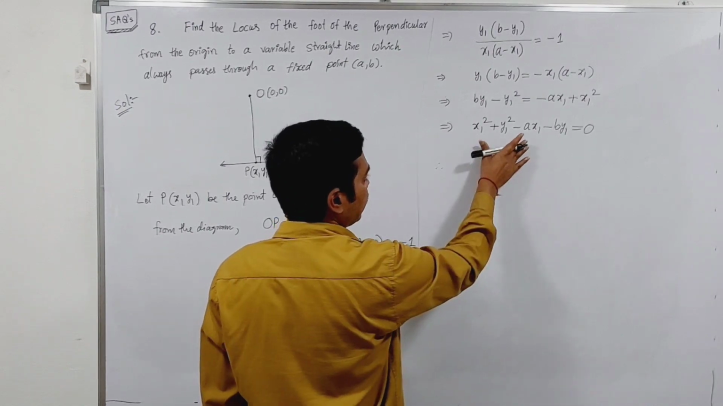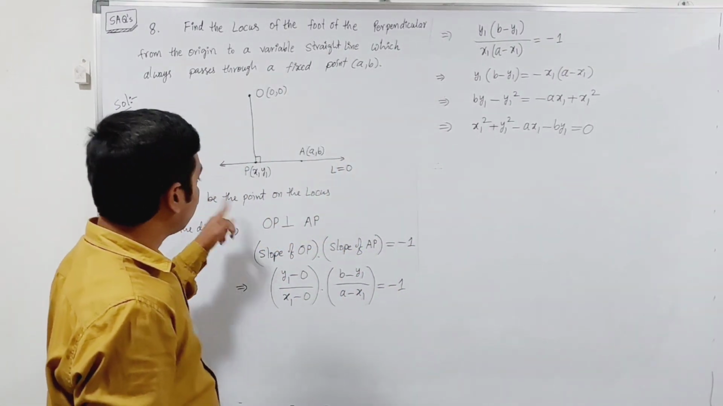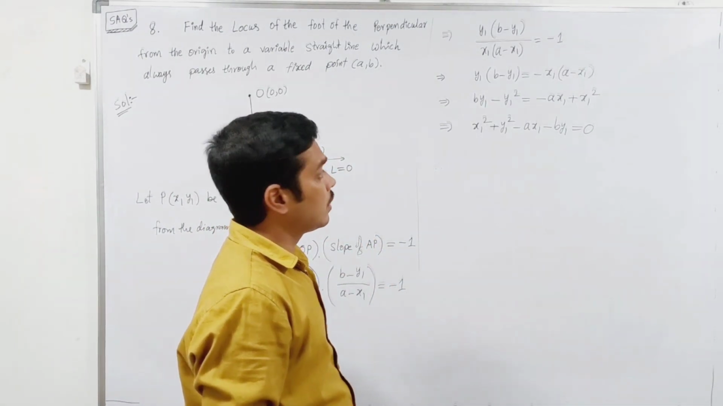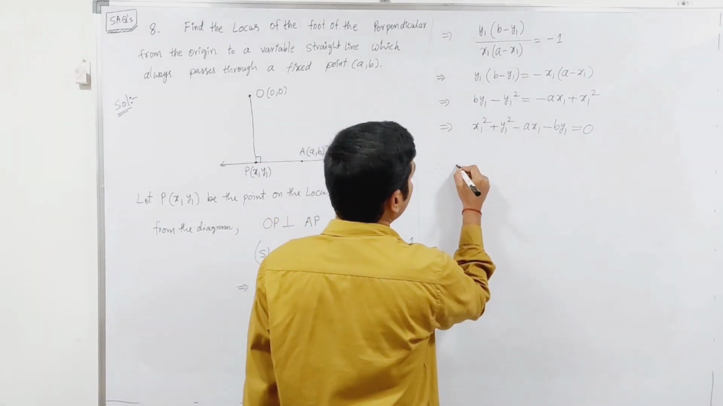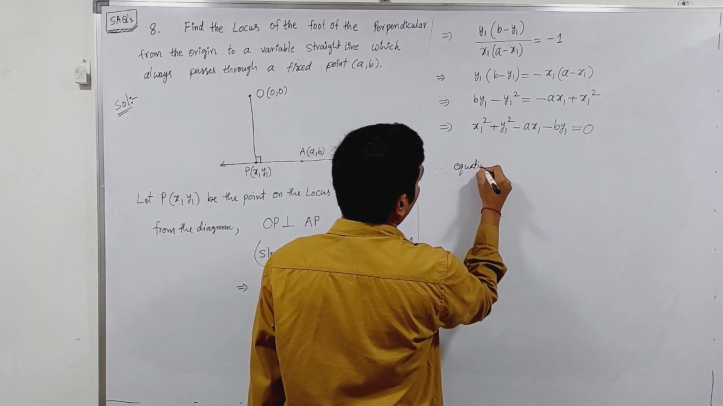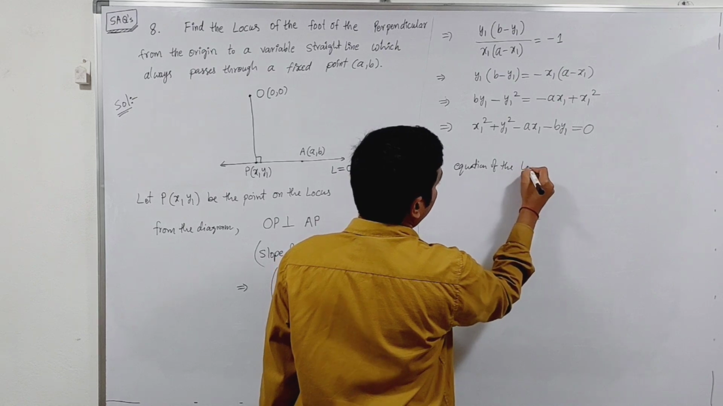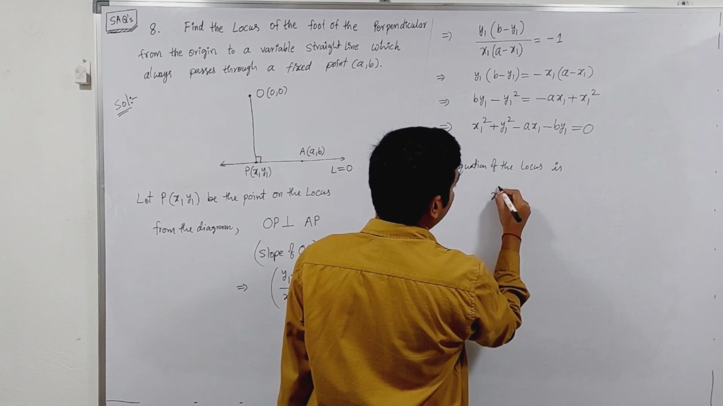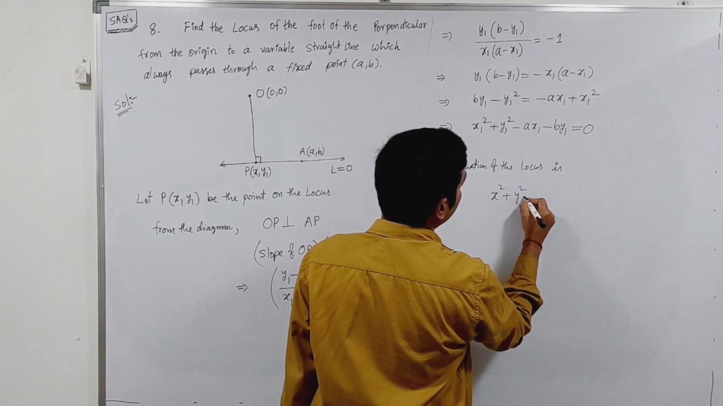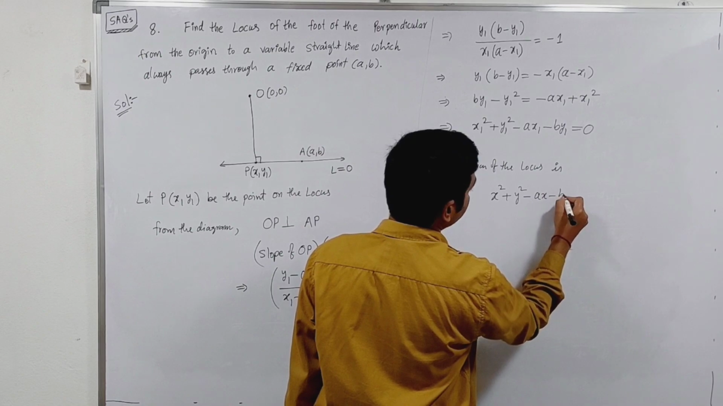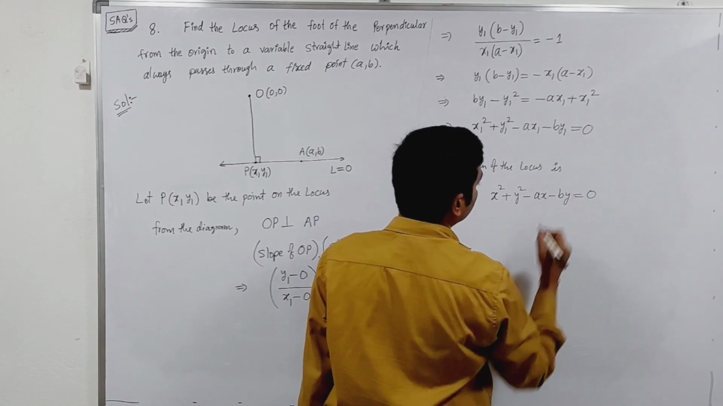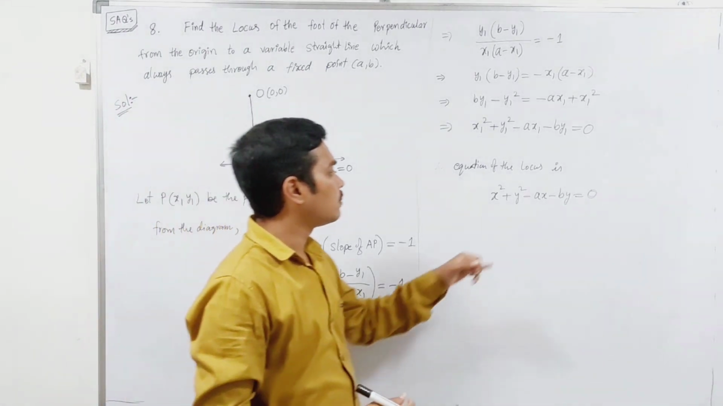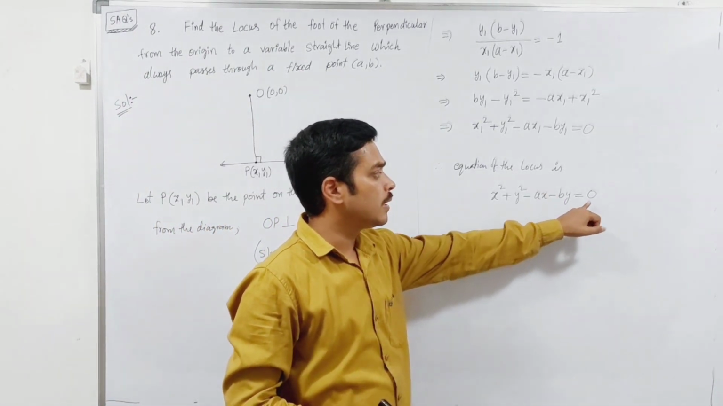Therefore, this is the equation in terms of x1, y1. So this is the equation of the locus of point P. Therefore, the equation of the locus is x square plus y square minus ax minus by equal to 0. Locus of point P is x square plus y square minus ax minus by equal to 0.